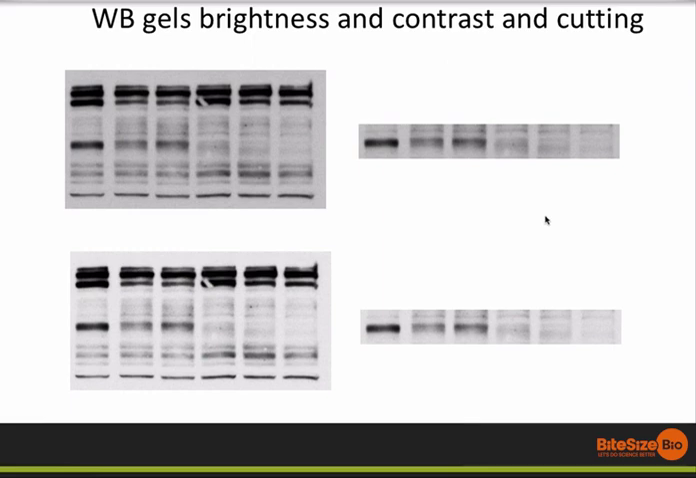So these were a couple of examples of data manipulation that is acceptable and is performed to benefit the reader in making data presentation more clear. But as a referee, you can always request to see the original blot if you're not happy with the way the data is presented.